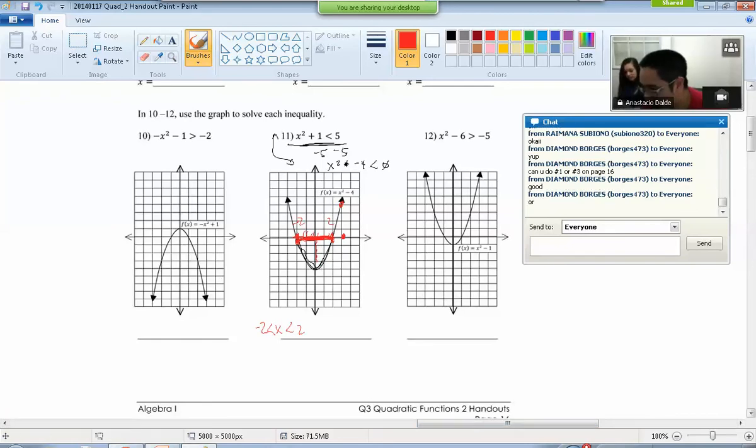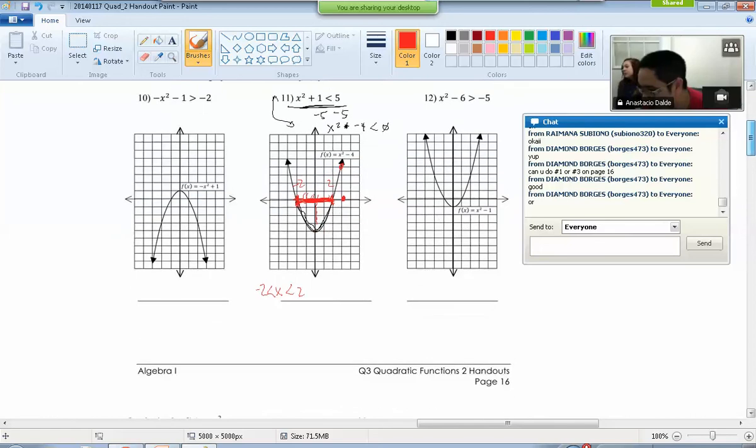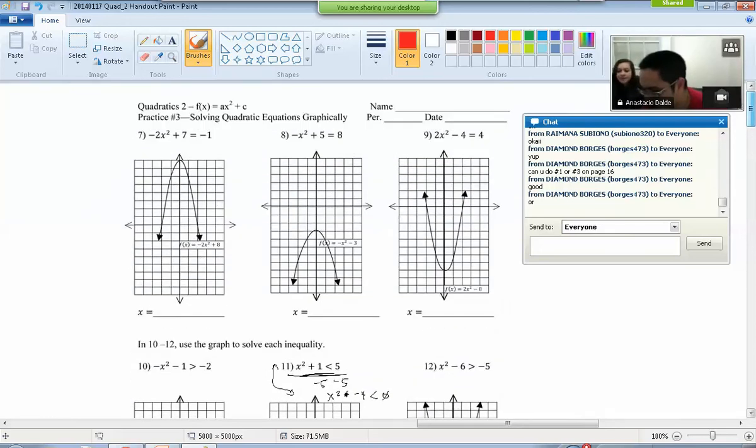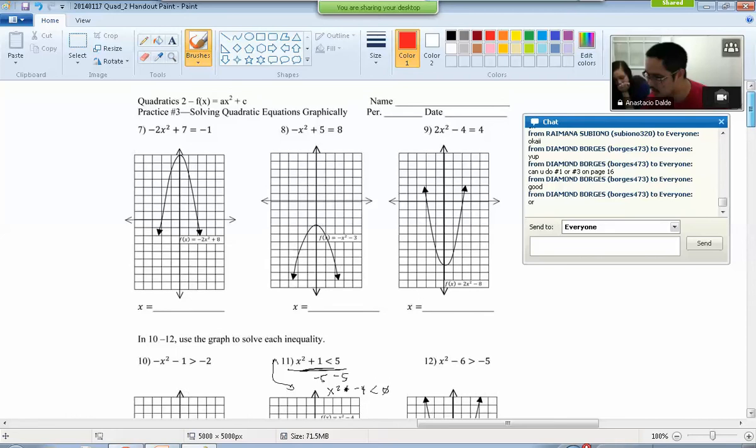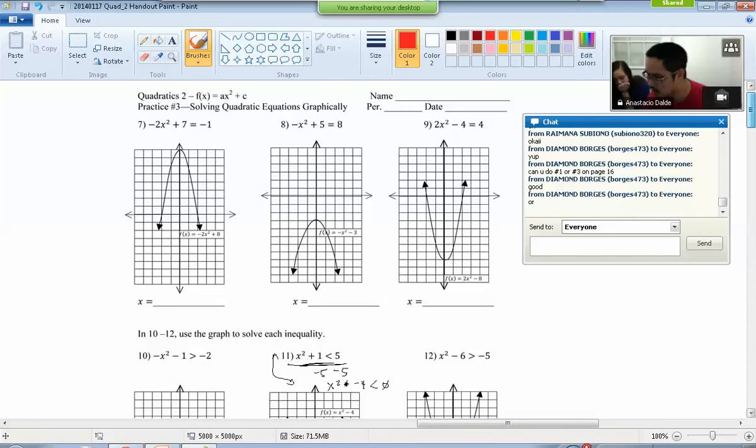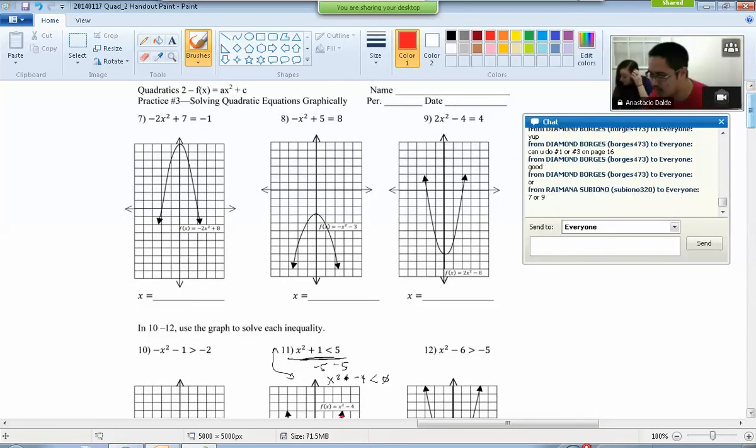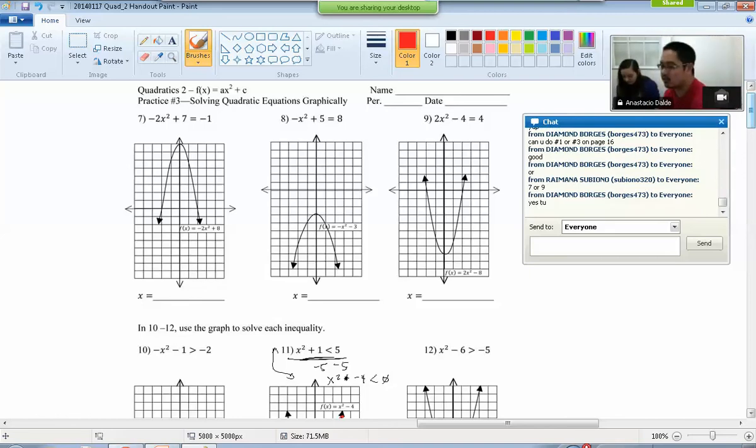What do you mean, 1 and 3 on 16? There is no 1 and 3 on 16. You mean 7 or 8? Is that what you want? Oh, 7 and 9? Alright, choose one. 7 or 9, which one?